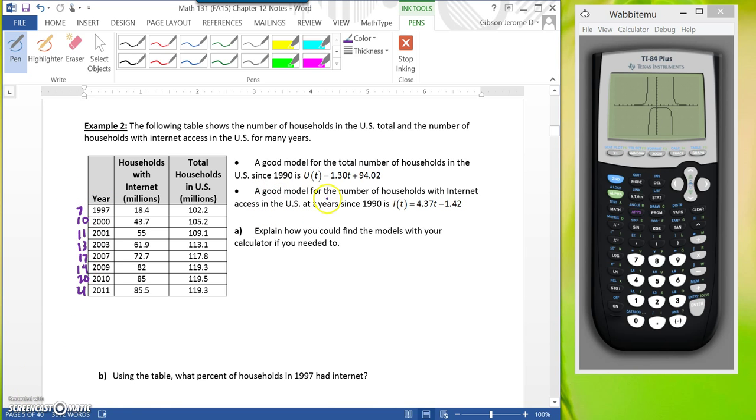It says a good model for the number of households with internet access in the U.S. at t years since 1990 is I of t equals 4.37t minus 1.42. It says explain how you can find the models with your calculator if you needed to. Basically, you'll use linear regression. That's basically what you would do.